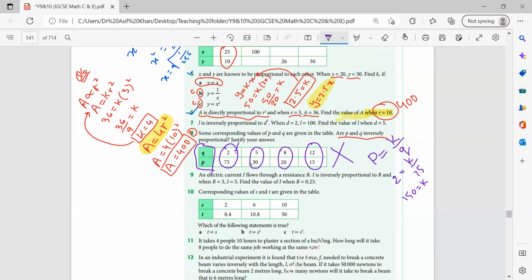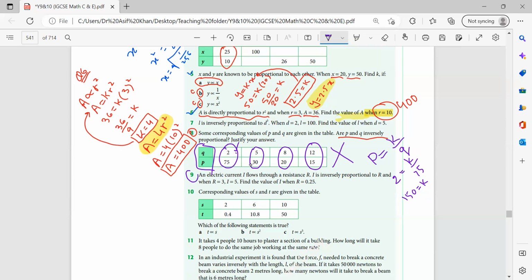For the last one, it's 180. So this one is also different. So what will you write as the answer of question number 8? P and Q are not inversely proportional. Okay.